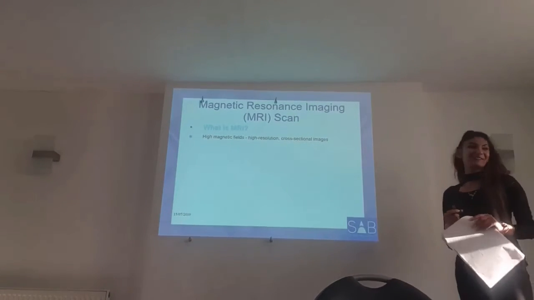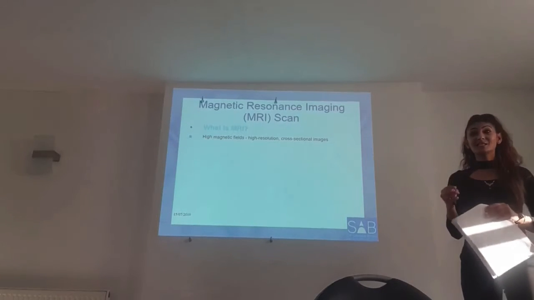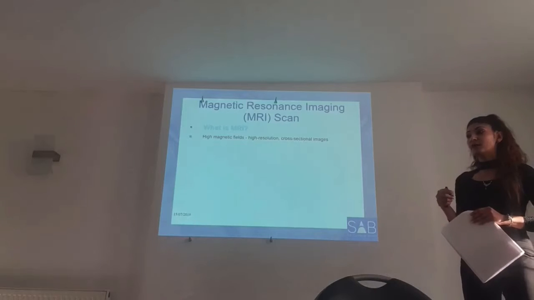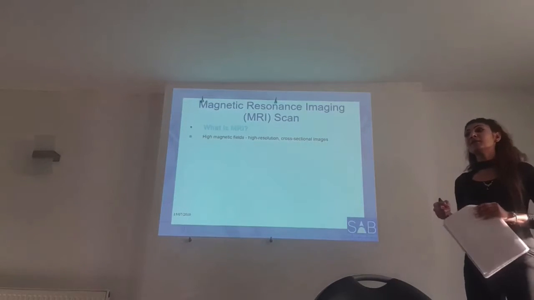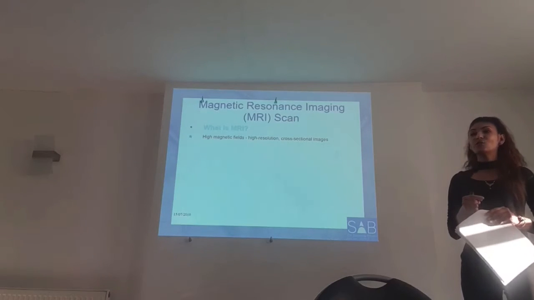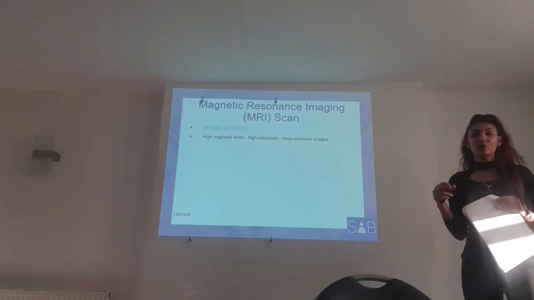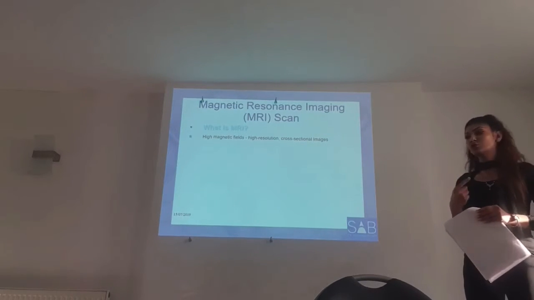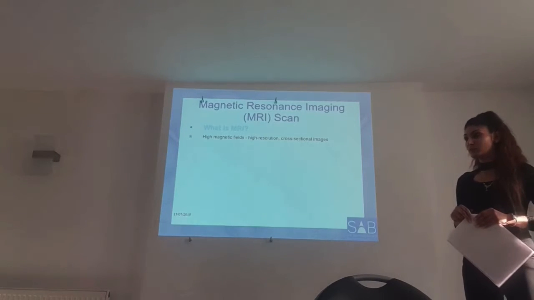3 Tesla, so you've done your homework. 1.5 Tesla is standard, but some hospitals do have 3 Tesla. At the moment, the experiment is being carried out on 7 Tesla scanners, mostly for brain tissues because it is so high speed and so accurate. It constructs 3D images and is really good at brain structure, but it's for experimental purposes only.